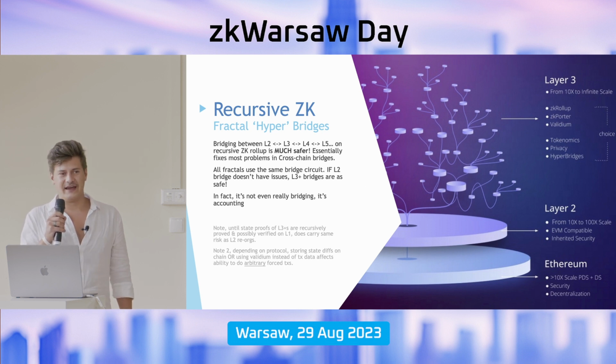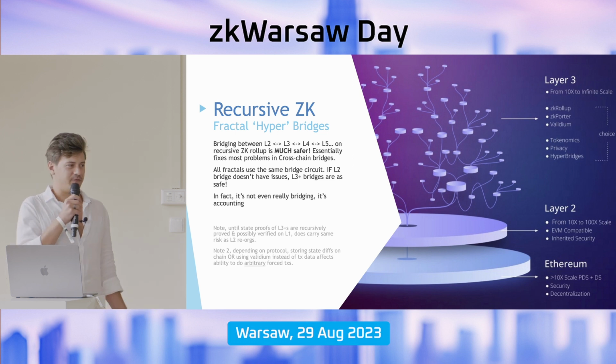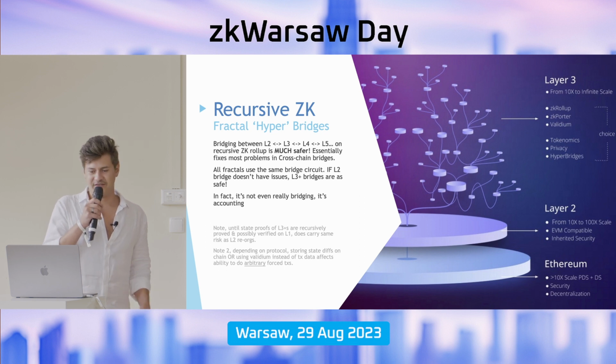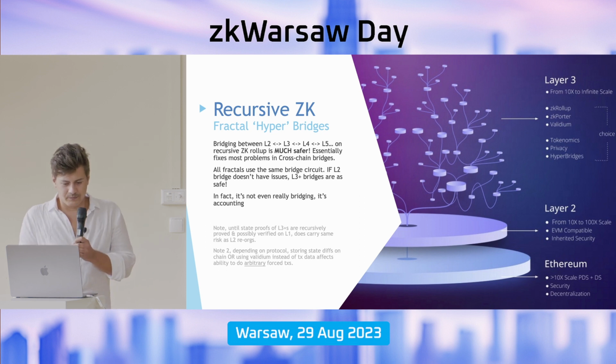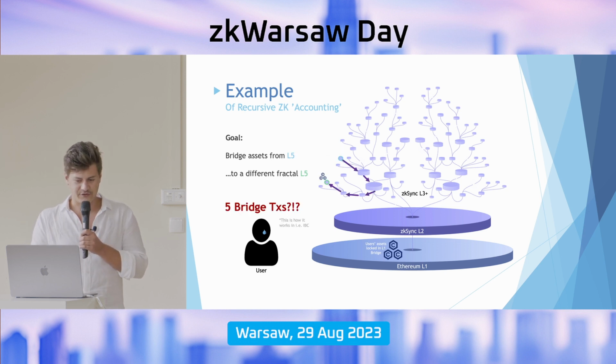And the idea is that when you actually bridge from L2 to L3 to L4, you don't really have any additional security assumptions, because all of those layers use the same circuit for the bridge, right? You might have some issues with frozen funds, but the security is not really affected, right? And this is how bridging would work in this landscape. So if you're on that L5 and you want to bridge to that other L5, you don't actually have to make a bunch of different bridge transactions.